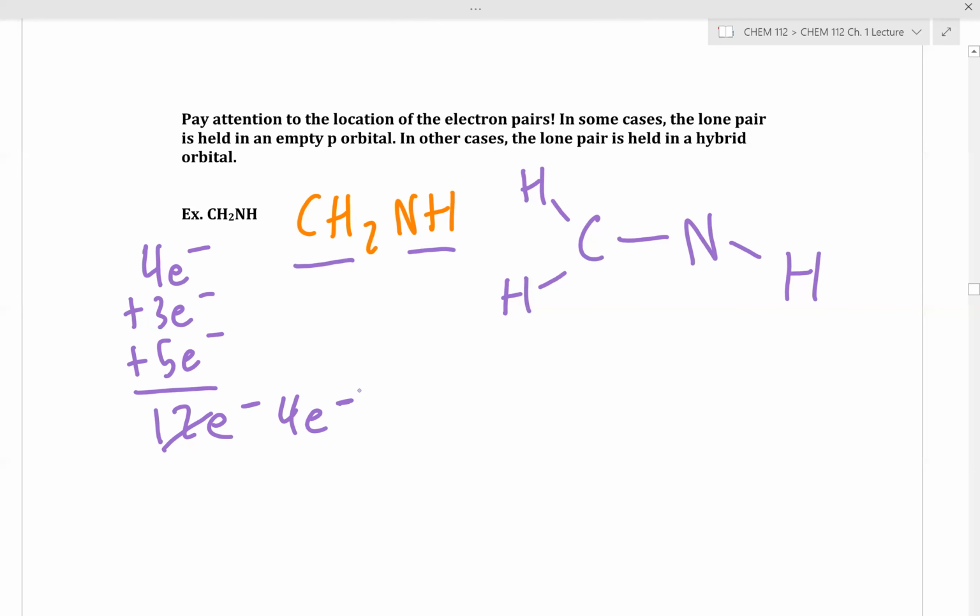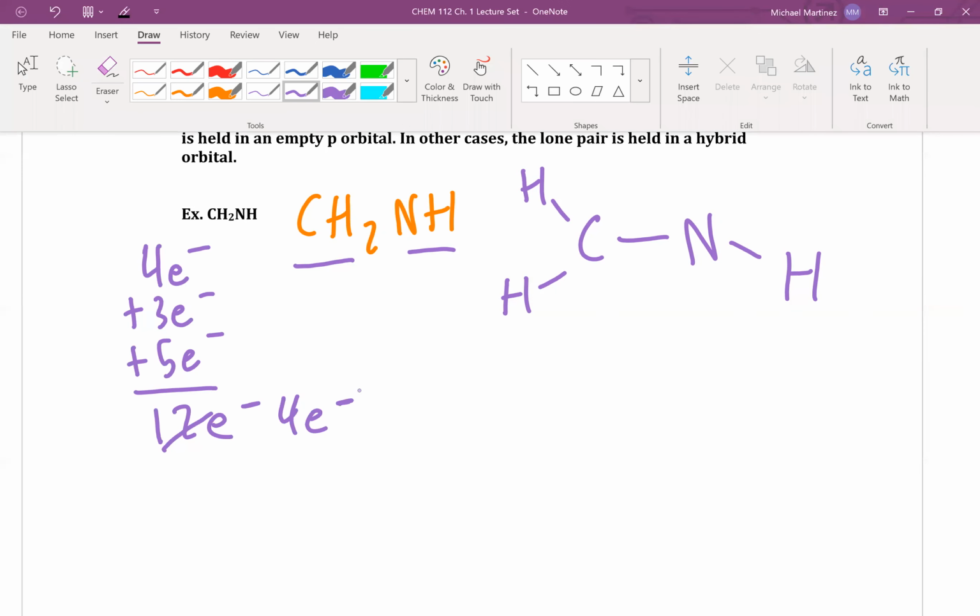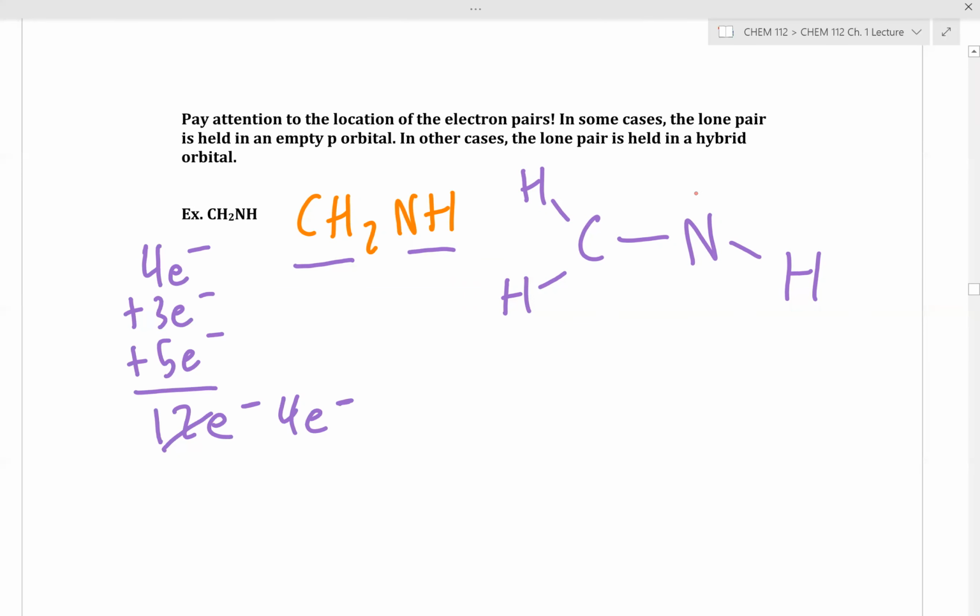If we want to fulfill the octet of all atoms in our molecule, where are we going to place our lone pairs first? Nitrogen, exactly right. So let's do just that. And nitrogen, considering it currently only has 4 electrons to its name, how many lone pair electrons does it need? Well, 2 lone pairs, 4 lone pair electrons. Yep. The logic is perfect there.